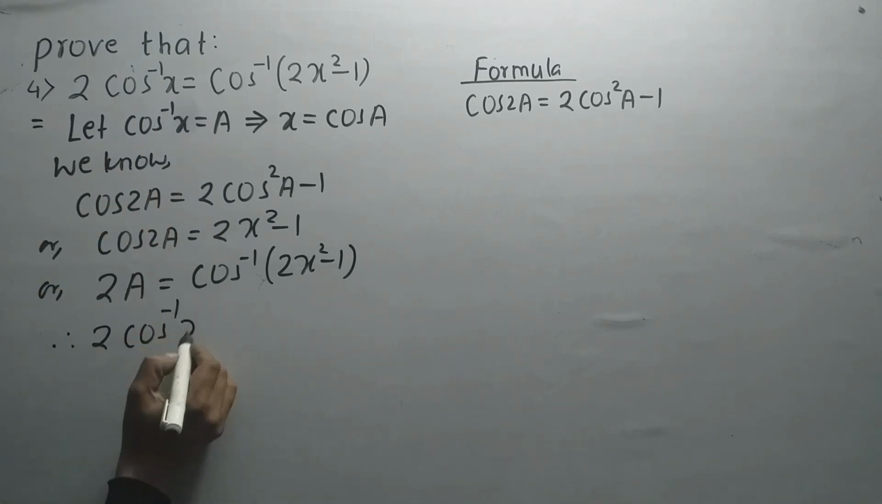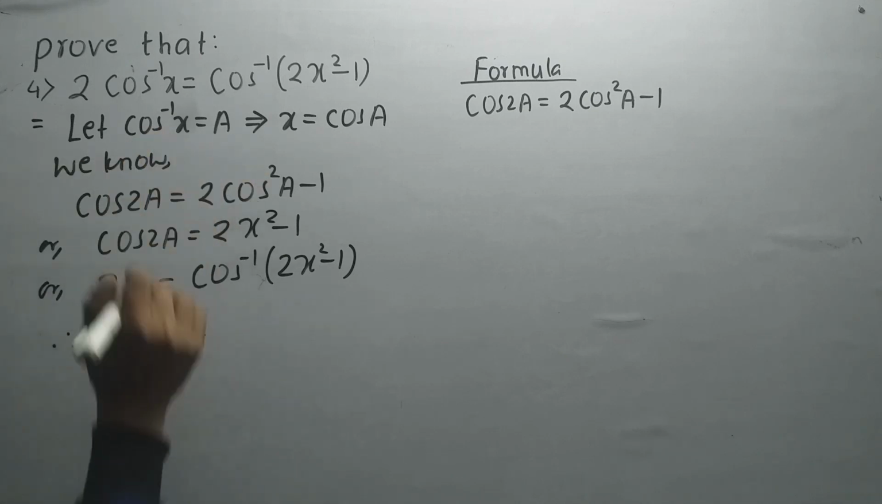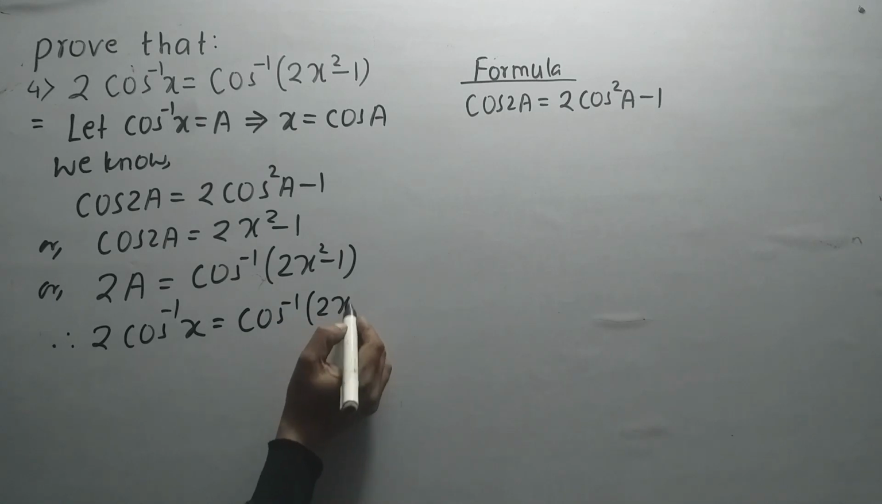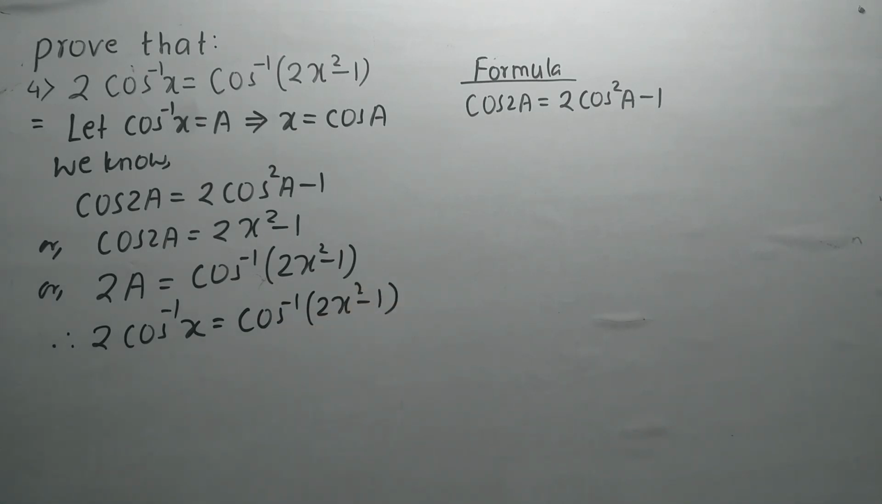So 2 cos inverse x. Here angle a is replaced by cos inverse x. So 2 cos inverse x equals cos inverse of 2x square minus 1. Now let me solve it by the second method also.